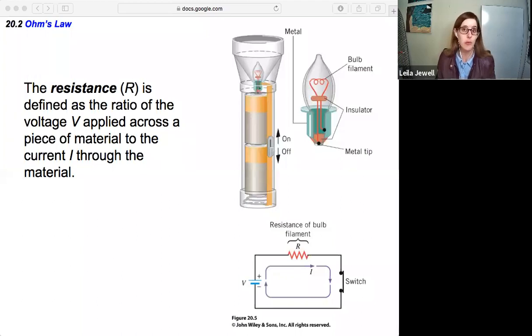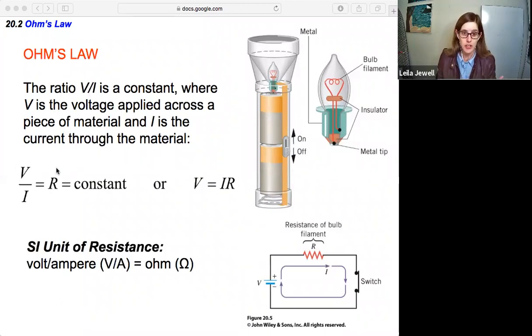So the way we can write that sentence mathematically is as a ratio. And this is what makes up Ohm's law. Ohm's law says that that ratio, voltage divided by current, is a constant. And that constant is known as the resistance, R. So V divided by I is equal to R. Or the way that we almost always see this is V is equal to IR. The voltage, or the electric potential difference, is equal to the current multiplied by the resistance R.